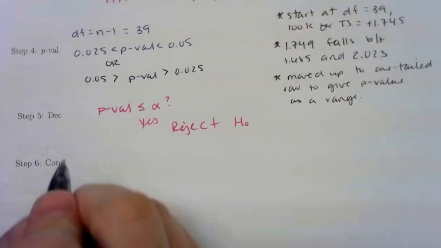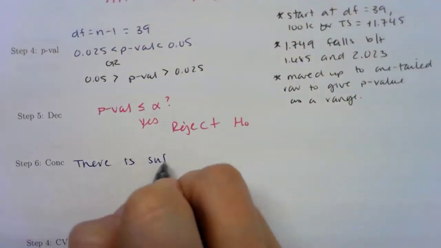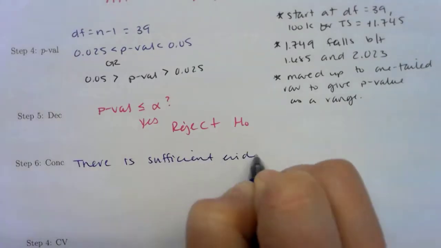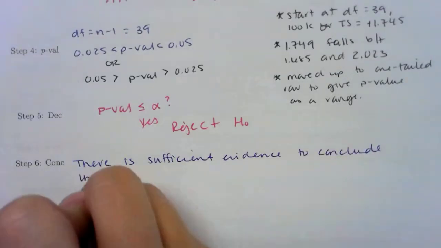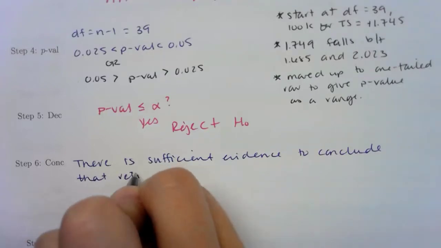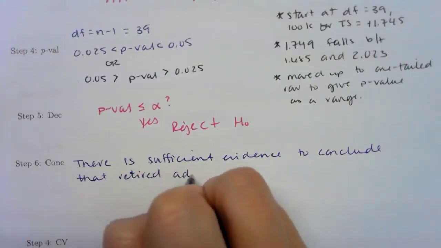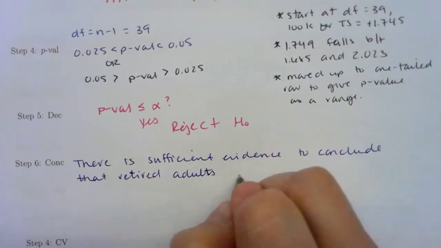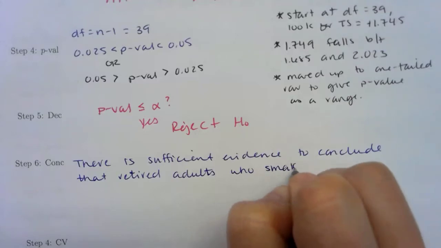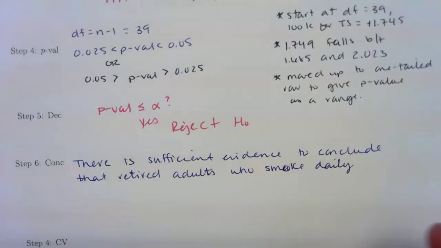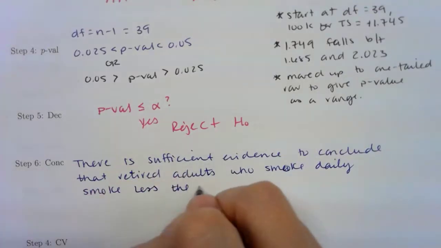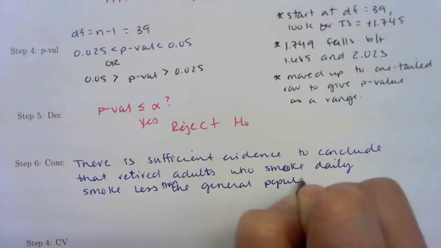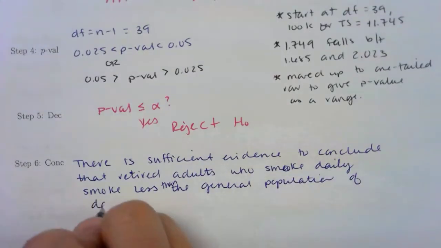So state your conclusion. There is sufficient evidence to conclude that retired adults who are daily smokers smoke less than the general population of daily smokers.